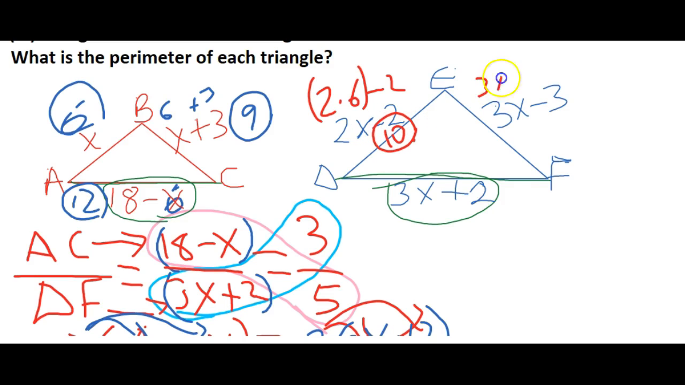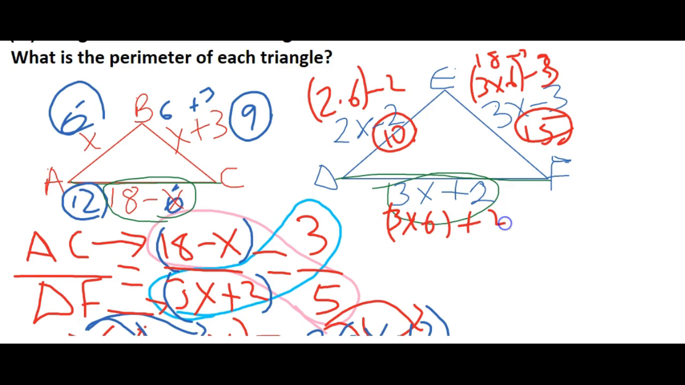Okay, here is 3 times 6 minus 3. So 3 times 6 is 18, minus 3 is 15. Here you have 3 times 6 plus 2, so that gives us 20. So now we have all the sides, and we can find the perimeter. That's what they asked us to find. Perimeter means adding them all up.